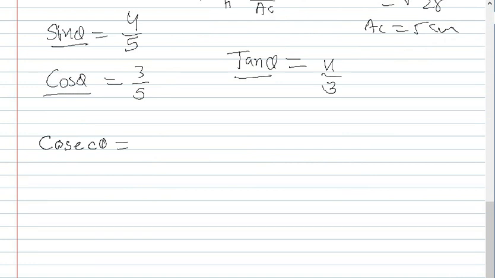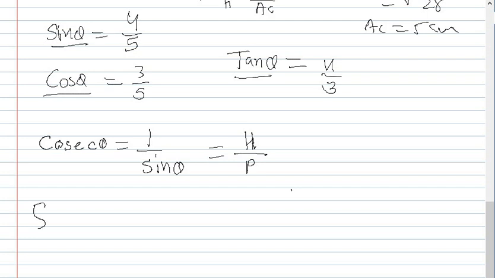Cosec theta is the reciprocal of sine theta, 1 upon sine theta. Sine theta is equal to perpendicular upon hypotenuse, so I have written the reciprocal order. So cosec theta is equal to hypotenuse upon perpendicular, just the opposite of this.